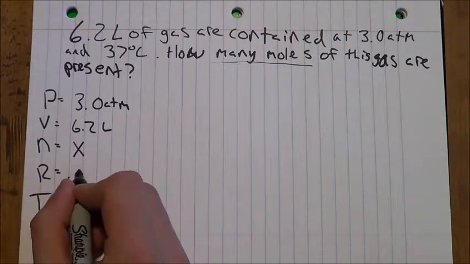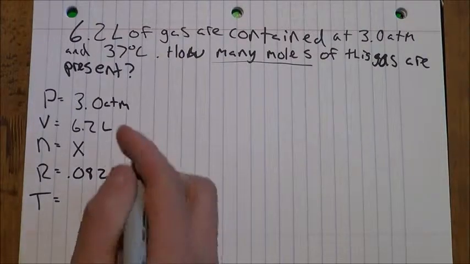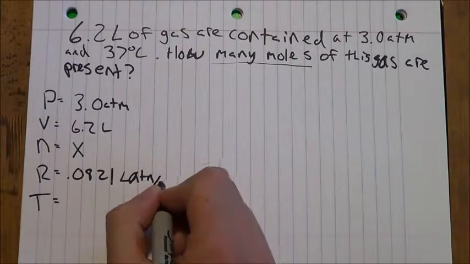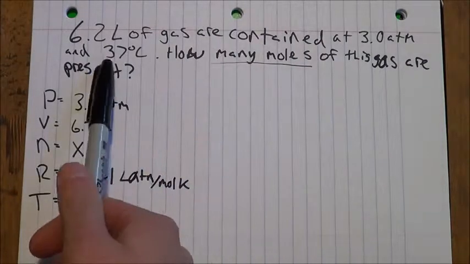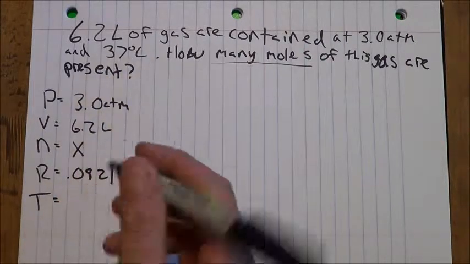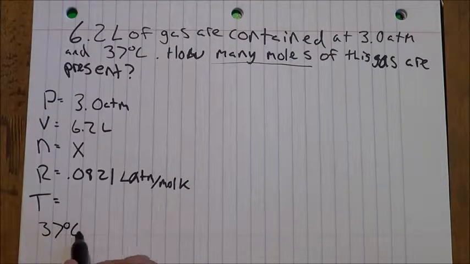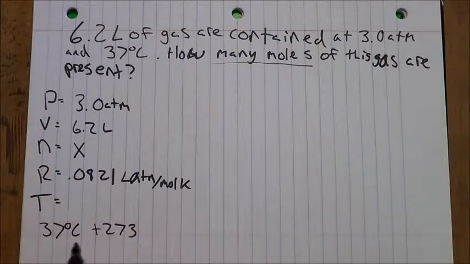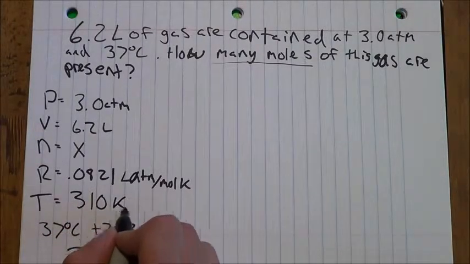Our gas constant, which we know, is 0.0821 liters atm per mole Kelvin. And then our temperature. Right now we have it at 37 degrees Celsius, but we can't have it in Celsius. We need to convert it to Kelvin. So we write it right down here: 37 degrees Celsius, and we add that to 273 in order to convert it to Kelvin. We get 310 Kelvin, so that's what we write right there.